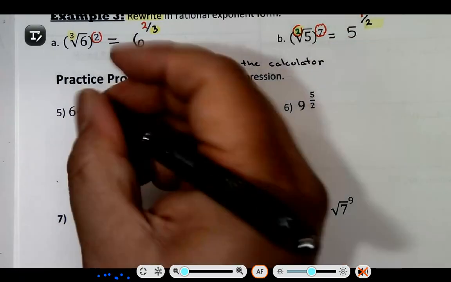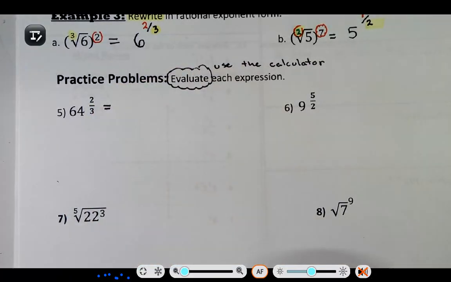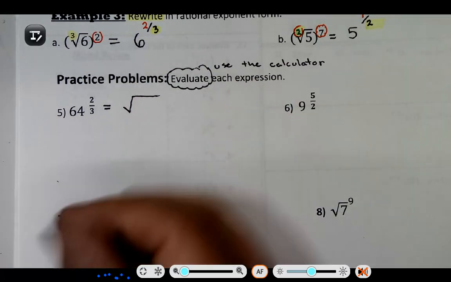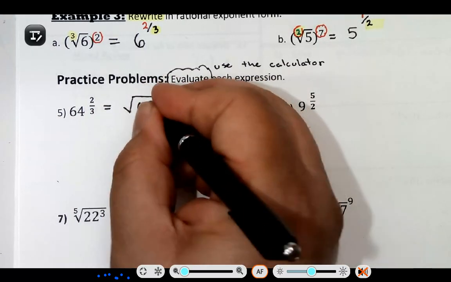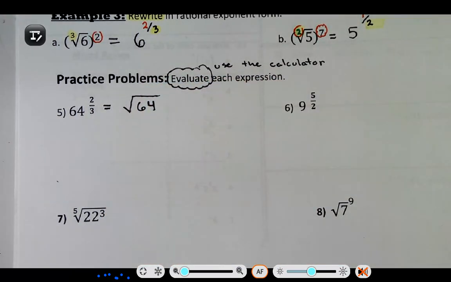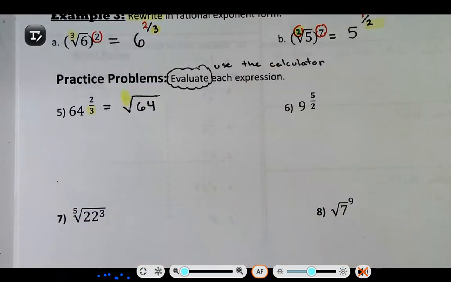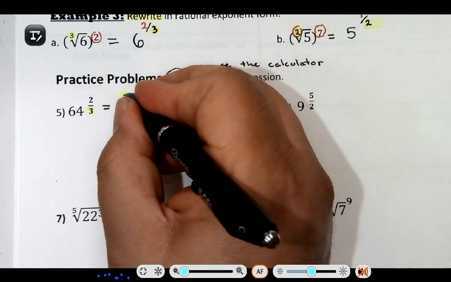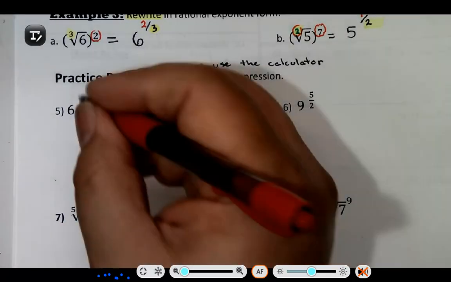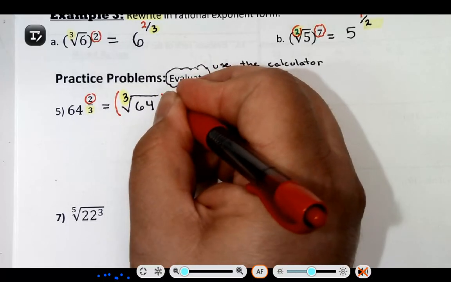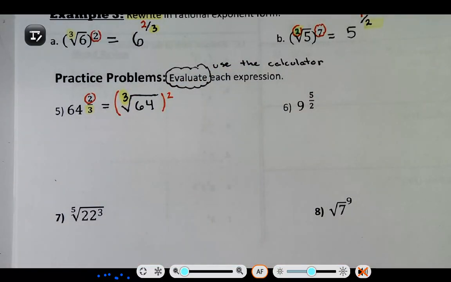Okay, I'm going to rewrite it. So this is where we practice what we learned. I see a fraction, so I write a radical. The 64 is the base, so I throw the 64 in there. My denominator is 3, so my index is 3. The number on top is 2, so then I surround the whole thing by 2. Now I'm ready for my calculator.